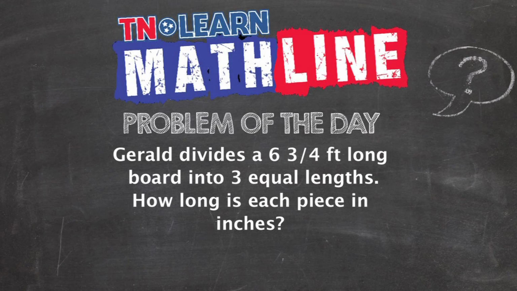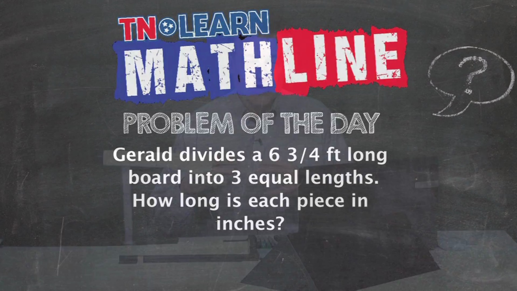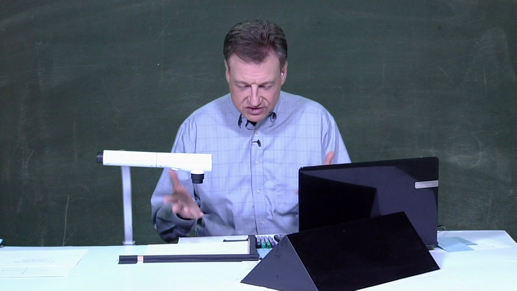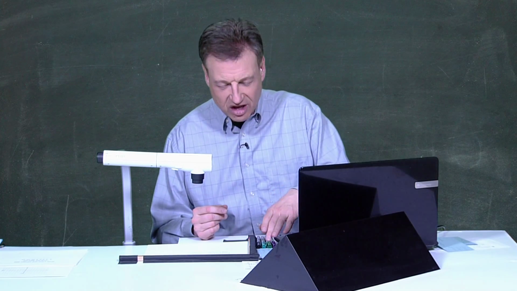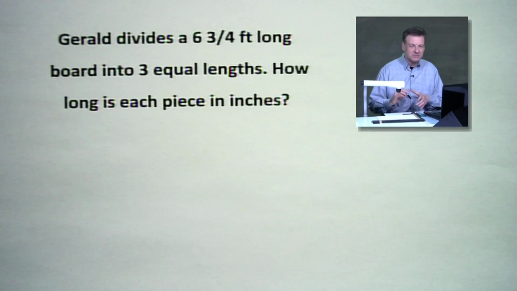Gerald's dividing a 6 3/4 foot long board into 3 equal lengths. All those threes get me going. And how long is each piece in inches? So first of all, we start with fractions here. Then we move to measurements of feet and inches. So lots of combination things going on here. Let's take a look at this problem, see what it's going to look like.